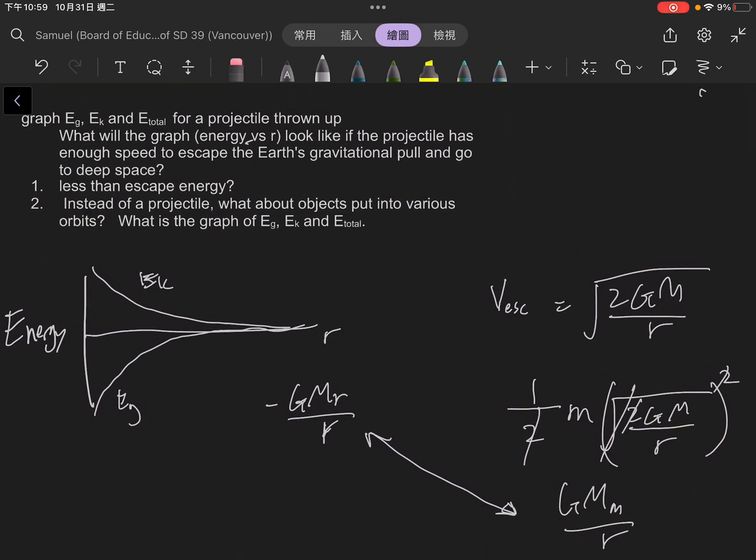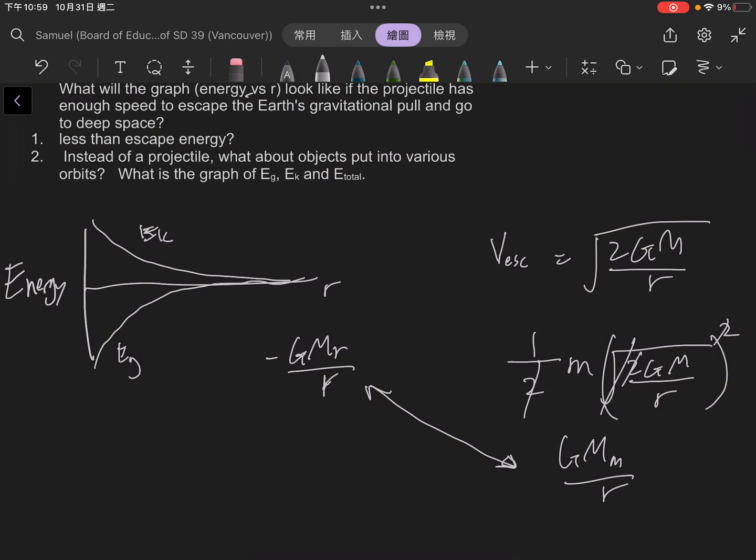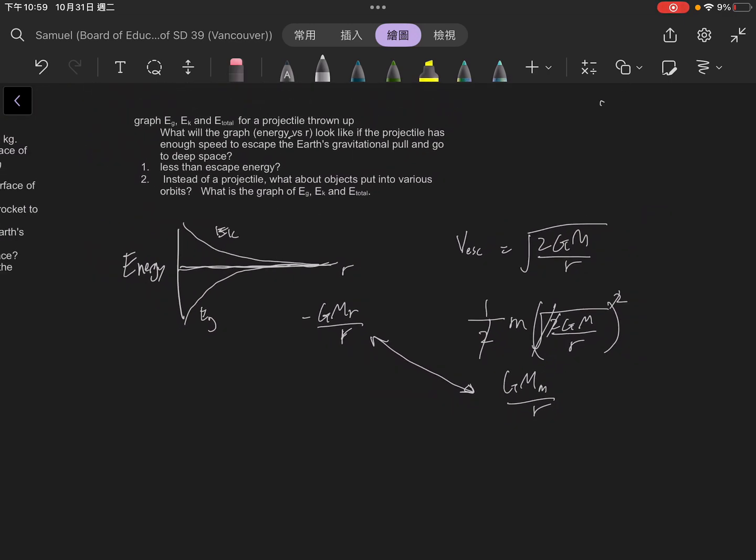So, what about total energy? Total energy will be adding the two energies up. Since they are the same magnitude, but one is positive and one is negative, the total energy will be in the middle in here.